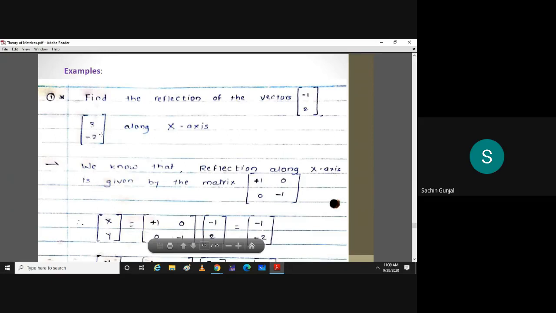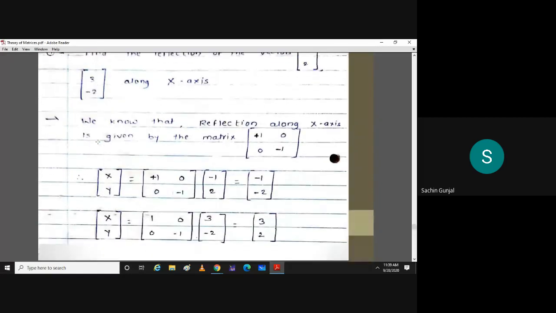What about 3, -2? 3, 2. Again, the same 1, 0, 0, -1 is the reflection matrix, and 3, -2 is the given vector. So do this matrix multiplication. You will have 3, 2, which is the reflection about x-axis. It's simple, just to make it understood, I put it as the first problem.